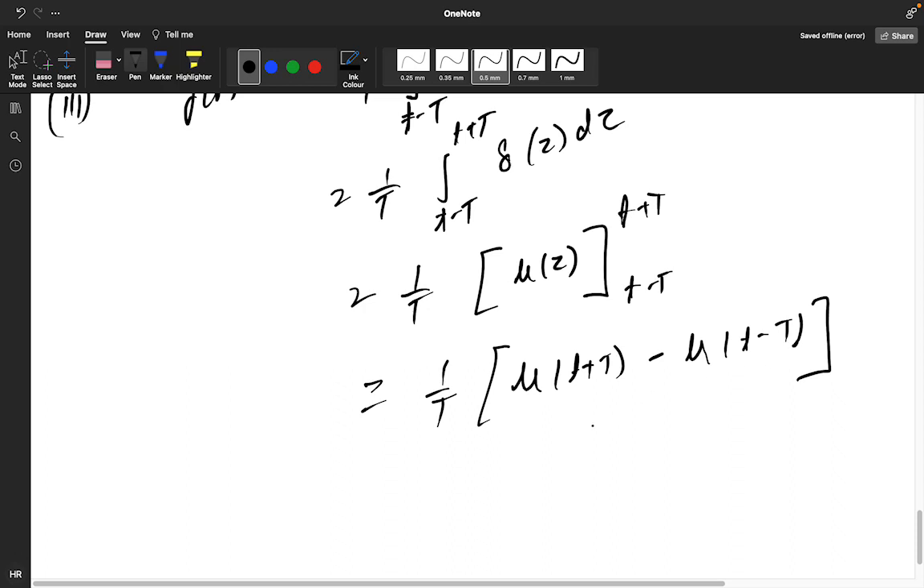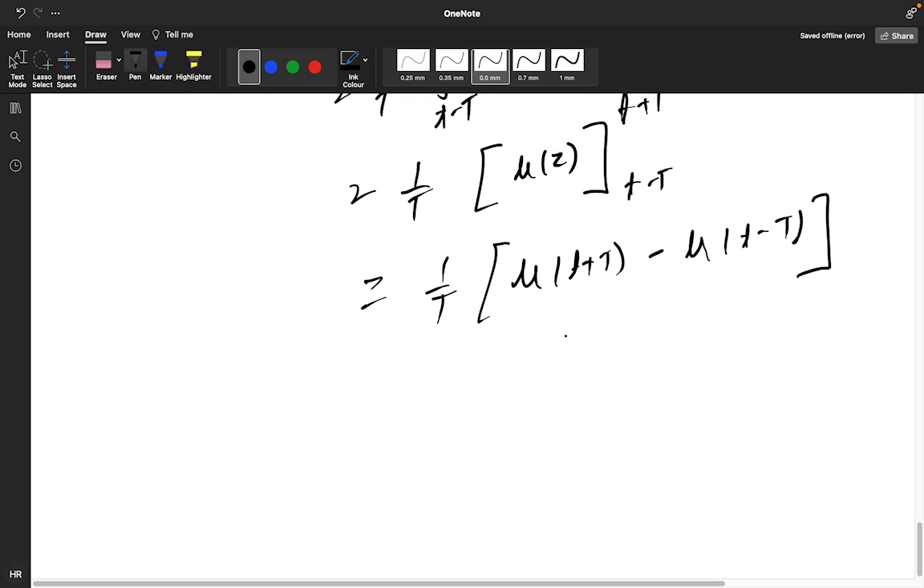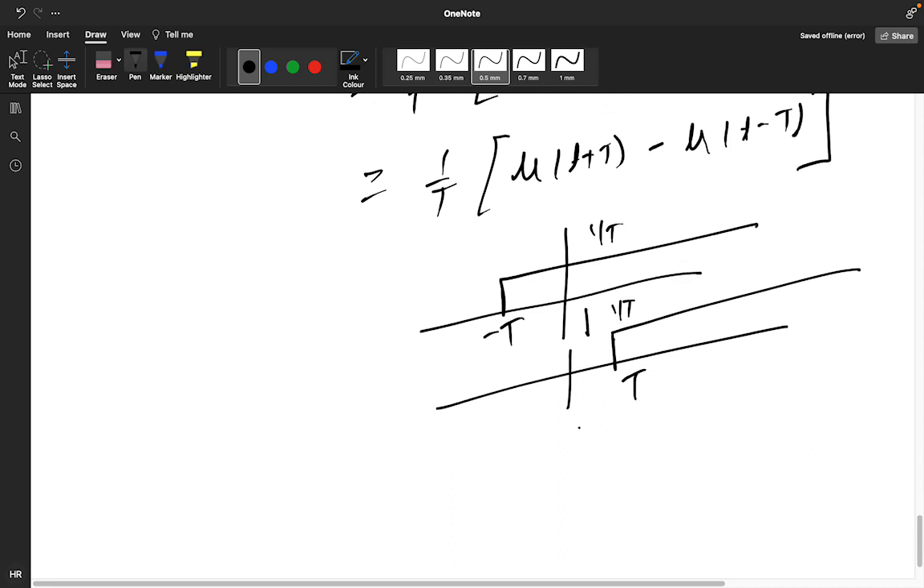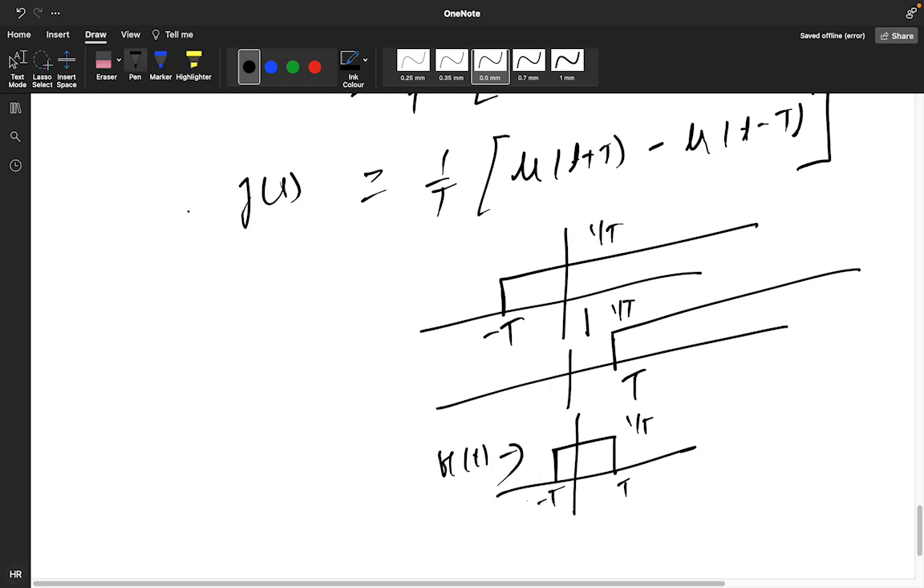So how will the figure look? U of t plus T means it starts from minus T, and U of t minus T means it starts from this position. Both are getting subtracted. The magnitude is 1 by T only. So if both are subtracted, you will get one rectangle, from minus T to plus T, with height 1 by T. So this is your h of t. This is your y of t, which will be equal to h of t, because this is the impulse response.